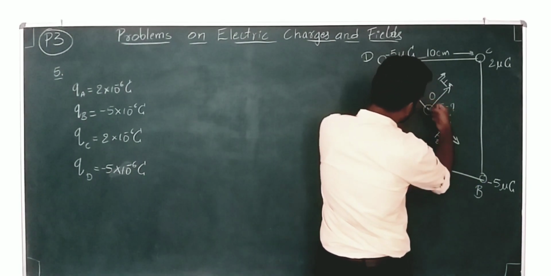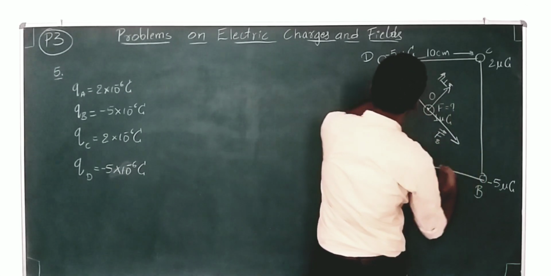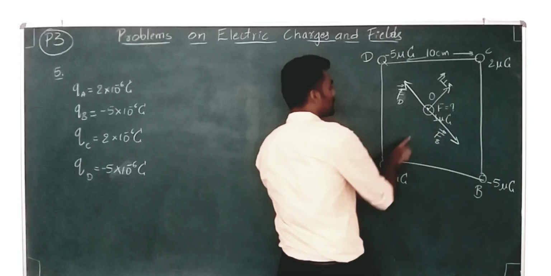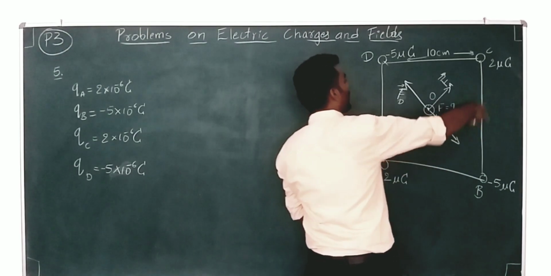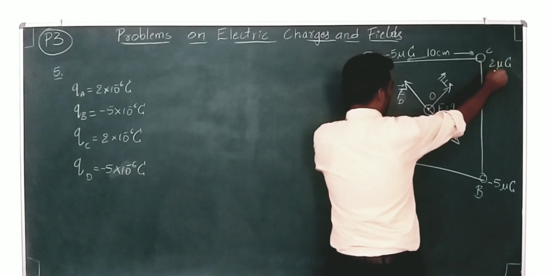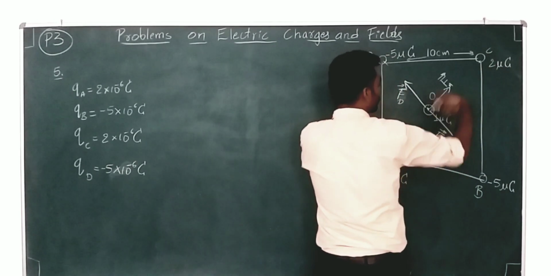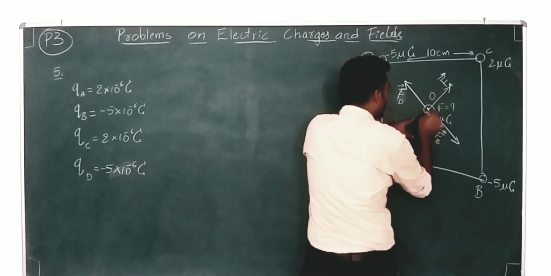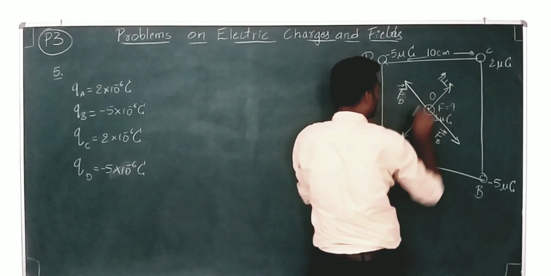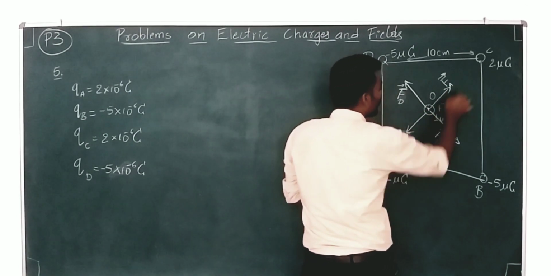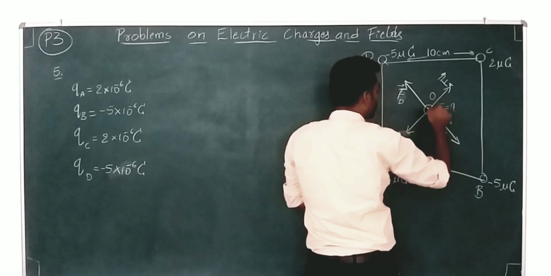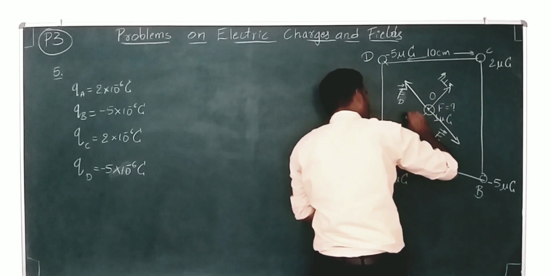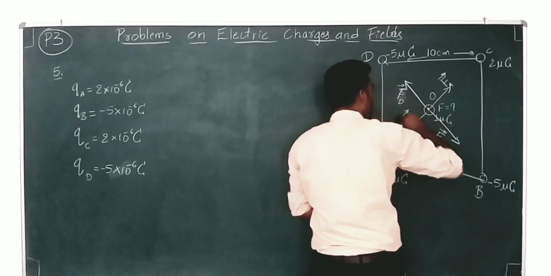Charge B is pulling O like this, and charge D is pulling O like this, and charge A is pushing O like this, and charge C is again a positive one. So positive positive, like charges, repel each other. So due to this charge at C, the charge at O will experience repulsion in this direction. So this will be the direction of C.